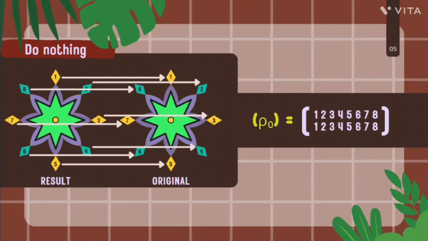Since rho sub 0 is do nothing or no rotation, we have here the rho sub 0. It represents the permutation. We have the top row and the bottom row, and they are the same row, the same numbers and also the same arrangement, since we did not move anything, no rotation and no movement.